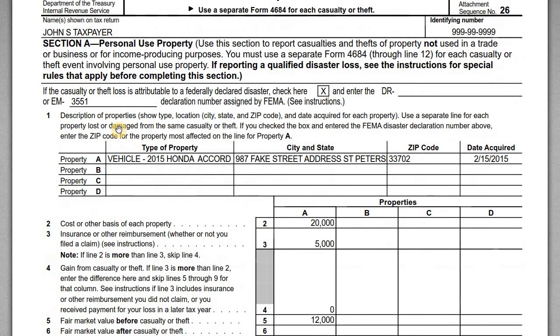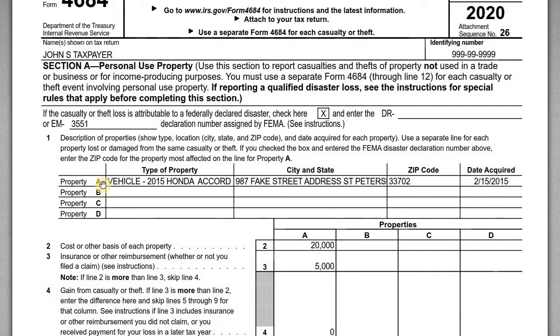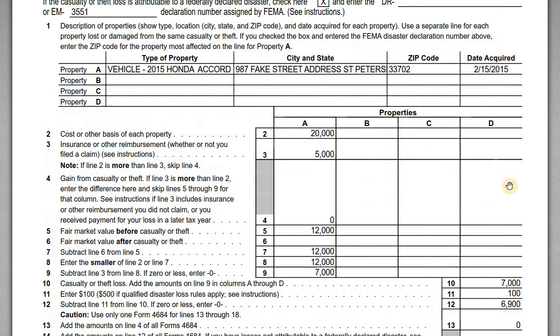And then in section 1 here is where we start filling out information on the property and the loss. So what he had destroyed again was his vehicle. He had a 2015 Honda. The address where the vehicle was basically parked when it was destroyed, so that's his home address, and then the date he bought the property initially. So he bought it in 2015. He's had it for a couple of years.